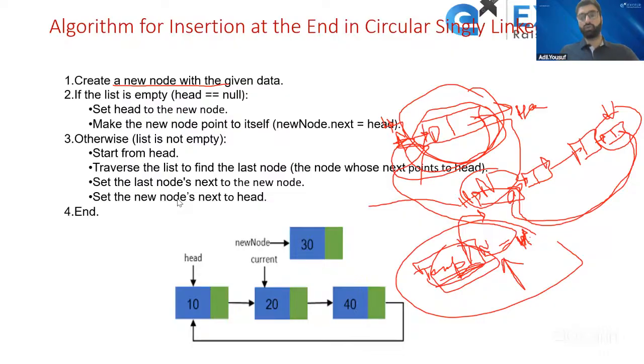So this is how we insert a new node at the end of a circular linked list. I hope it is clear. Yes or no? Is it fine? Yeah, tell me.